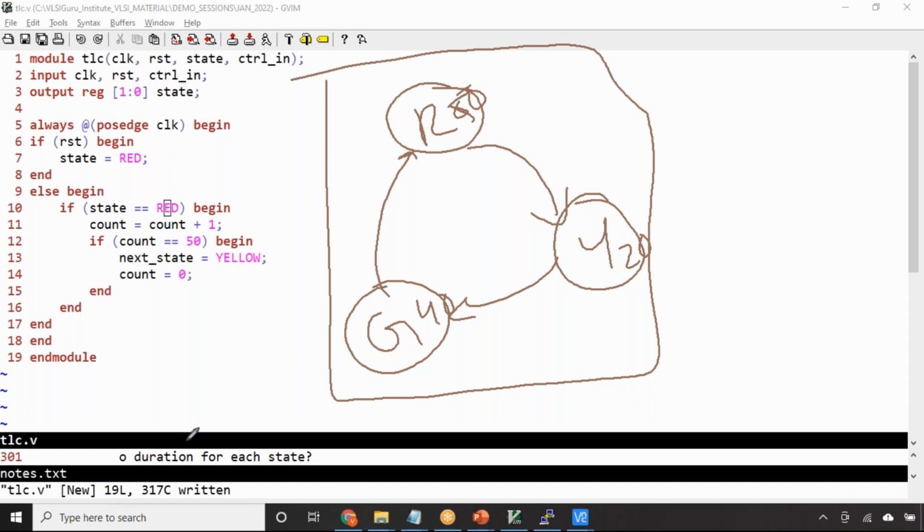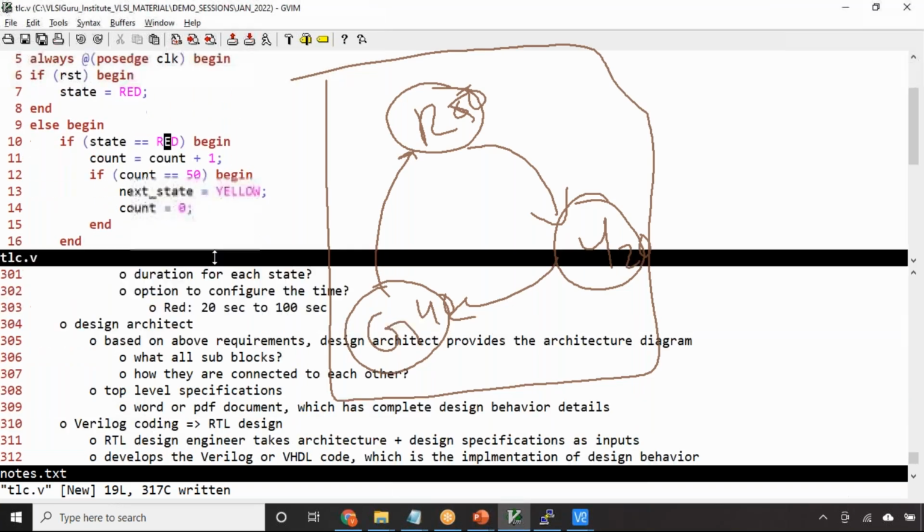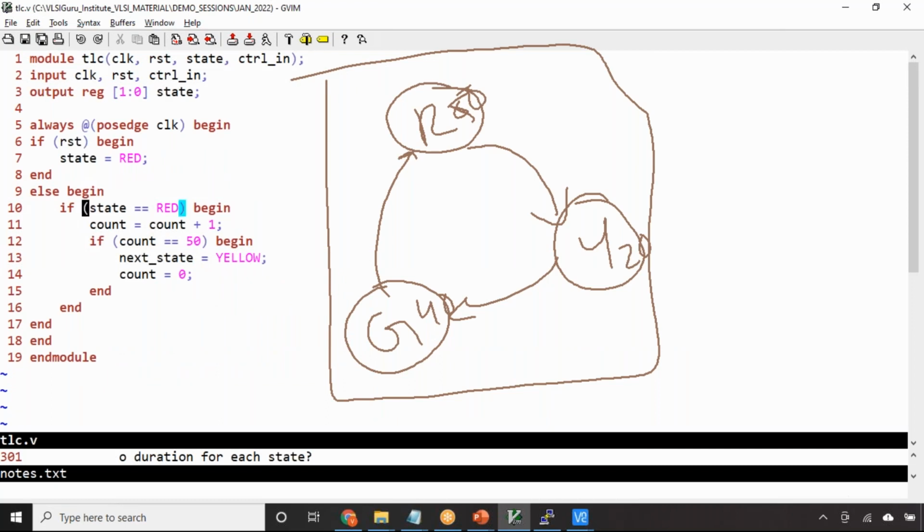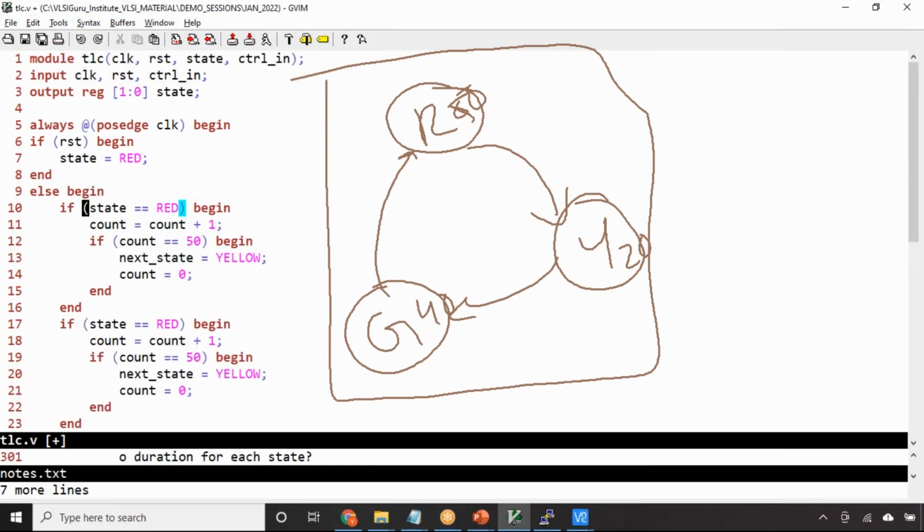So what this design engineer does is develop this kind of code. This language is called Verilog. That's why we are using the term .v; .v means Verilog coding. Like this, he will implement the code. What if it is in the yellow state? Increment the count. For yellow it is 20, right? When the count becomes 20, the next state will be green.